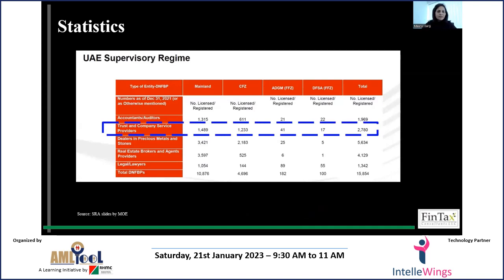Now let us look at some statistics which the supervisory subcommittee had provided in their national risk assessment and the sectoral risk assessment. So focusing primarily on trust and company service providers, you can see from the highlighted part that most of the TCSPs are registered under mainland and commercial free zones. So we can safely say around 97 to 98% of the TCSPs are in mainland and commercial free zones, which are the major service providers. ADGM and DFSA also have some, but as we know, they are more regulated free zones, and less in number as well.